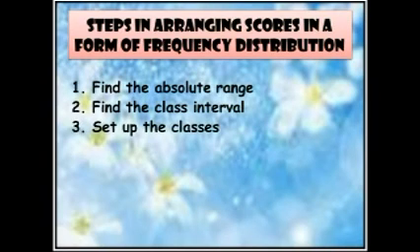Step 3. Set up the classes by dividing the class interval by 2. Then we add and subtract that answer from the highest score in order to set the highest class limit. We must also subtract the class interval from our highest class limit until the lowest class limit to determine the real limit. After it, we must convert the real limit to integral limit by subtracting 0.5 from the upper class limit and adding 0.5 to the lower class limit.